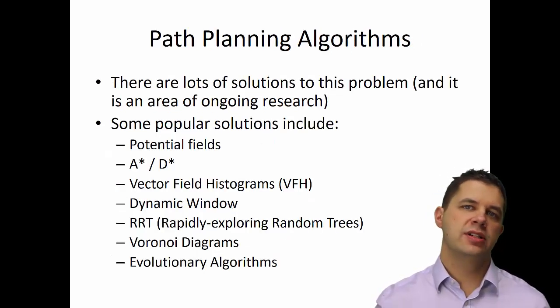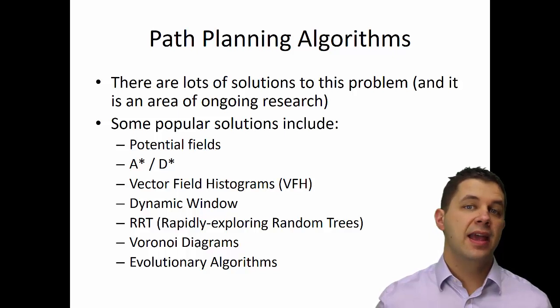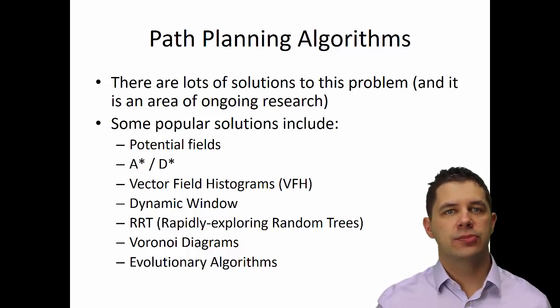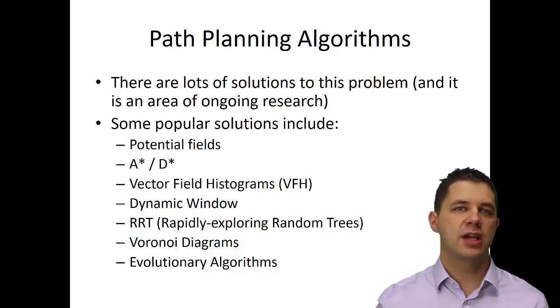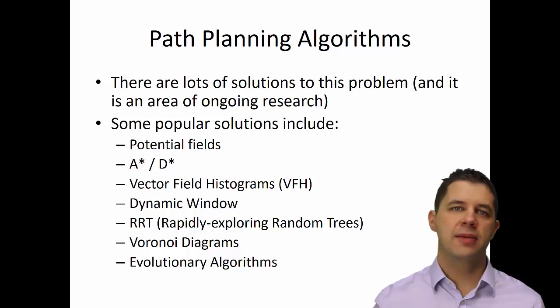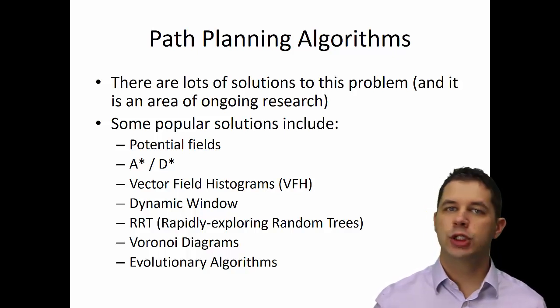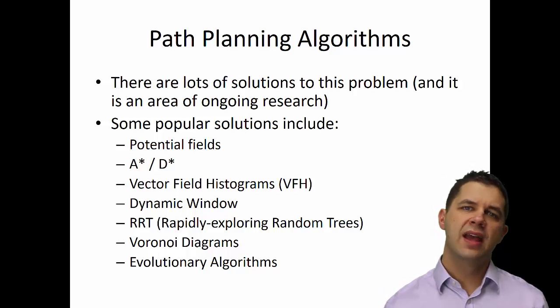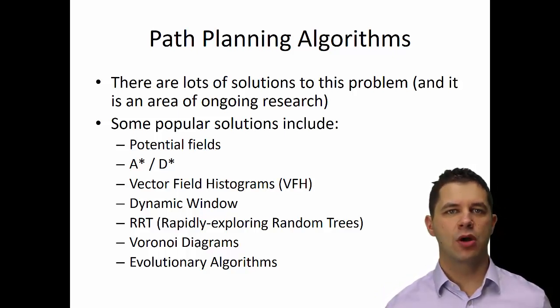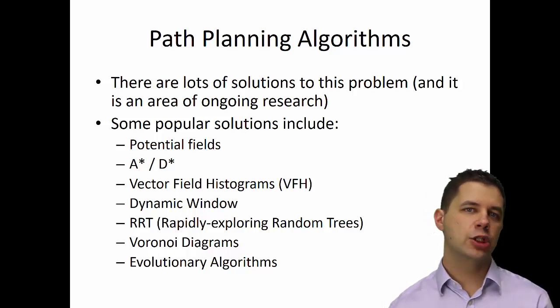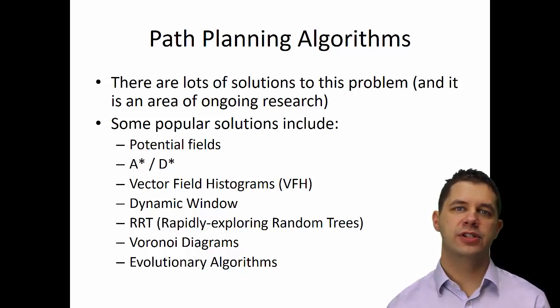There's also lots of solutions to many of these problems, and it's actually an area of ongoing research. Here's a few of the solutions: things like potential fields, A star and D star, vector field histograms, dynamic window approaches, rapidly exploring random trees, Voronoi diagrams, evolutionary algorithms. But there's more, and these give us a number of different ways based on local navigation and global navigation for us to move from one point to another.